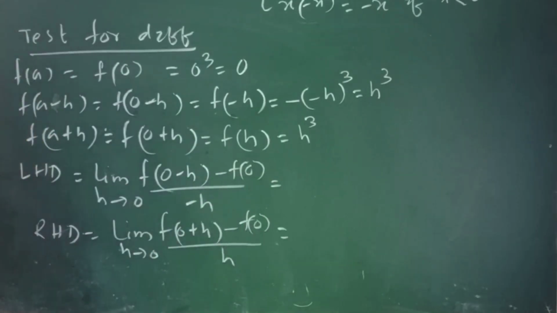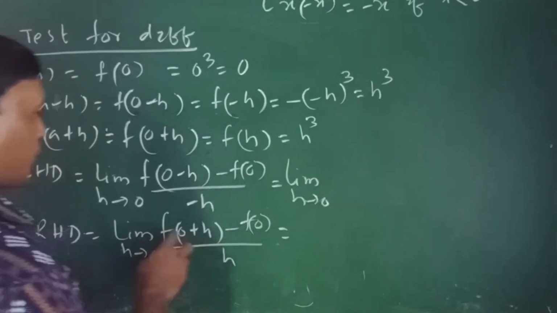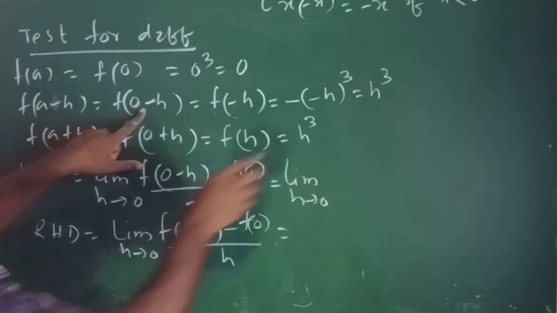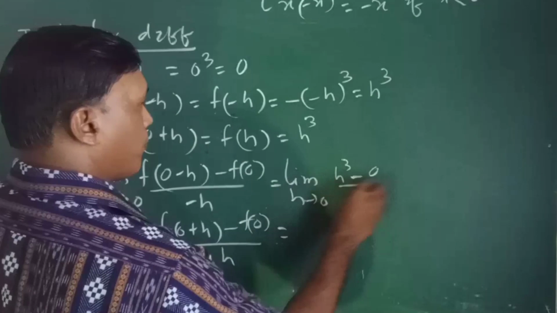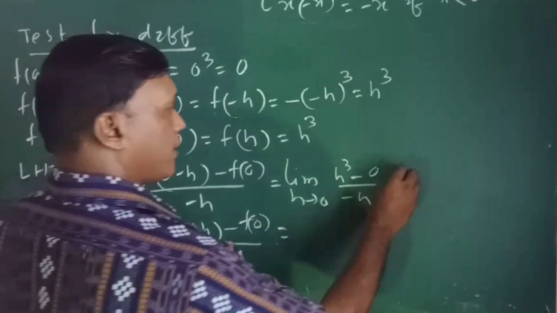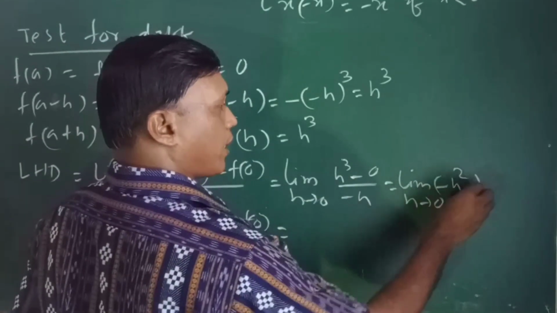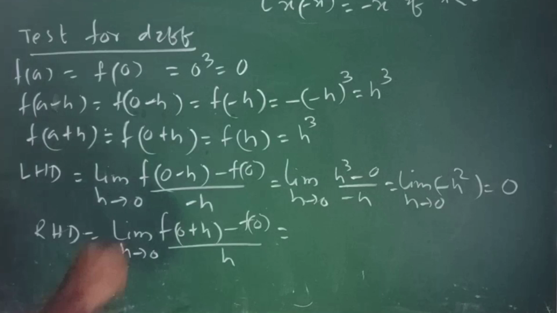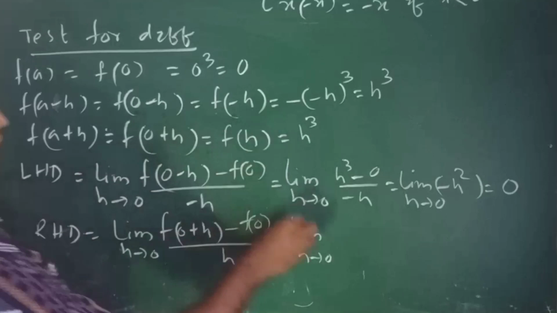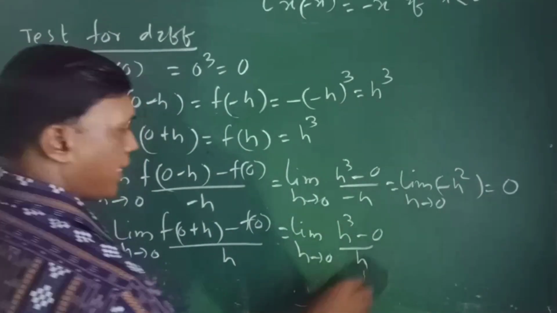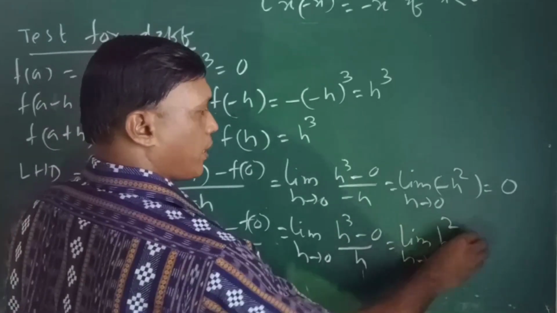देखो मैं कंपेयर करके लिखता हूँ, तुम इसको लिखो बाद में इसको लिखना. लिमिट h tends to 0 f of 0 minus h कितना h cube minus f of 0 is 0 by minus h, and this is limit h tends to 0, this is minus h square, put h is equal to 0, it's 0, and here is limit h tends to 0 f of 0 plus h is h cube minus 0 by h, and this is limit h tends to 0 of h square is 0.